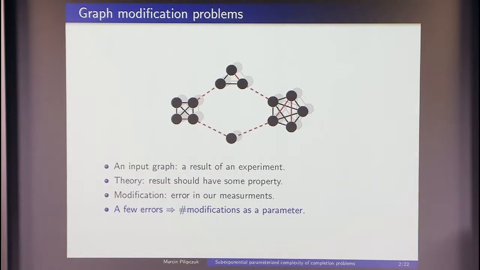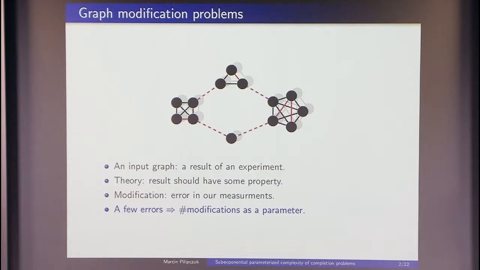Think of the principle of FPT: you have a big instance with a small parameter, and you want to solve big instances with small parameter. Then having a big experiment with only a few errors suits the fixed-parameter idea very well. This is the type of instances we should be able to solve efficiently.